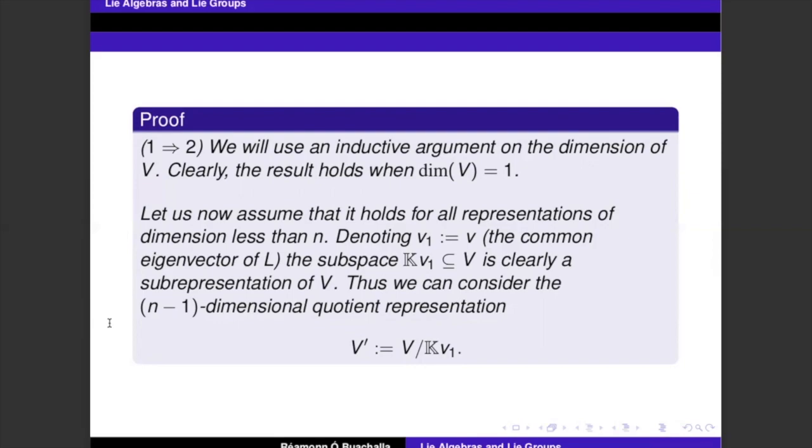Remember, sometimes we're inductive on the dimension of L, the Lie algebra. Sometimes we're going to be inductive on the dimension of the representation. Here, we're going to use an inductive argument on the dimension of the representation. Try to keep it clear in your head what the inductive hypothesis is labeling. So when it's 1, that's going to be clear.